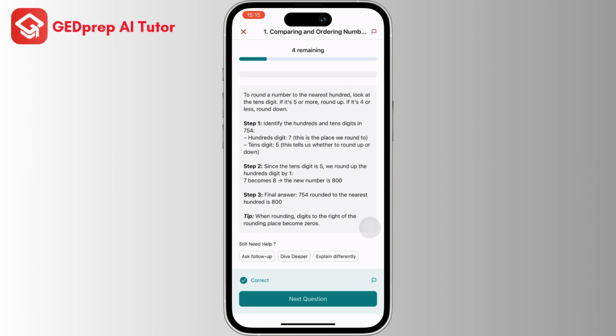Explanation: to round the number 754 to the nearest hundred, we need to look at the tens digit. That's the 5 in the middle. The rule is simple. If the tens digit is 5 or more, we round up the hundreds digit by 1. In this case, the hundreds digit is 7. Since the tens digit is 5, we round the 7 up to 8. Everything after the hundreds place becomes 0. So 754 becomes 800 when rounded to the nearest hundred. A good trick to remember: when rounding, always check the digit just to the right of the place you're rounding to. And once you round, everything to the right turns into zeros.